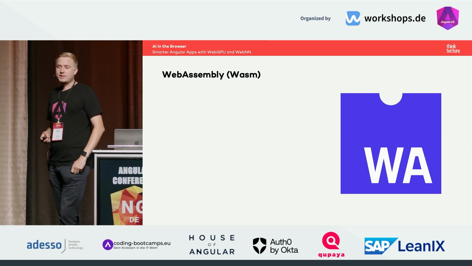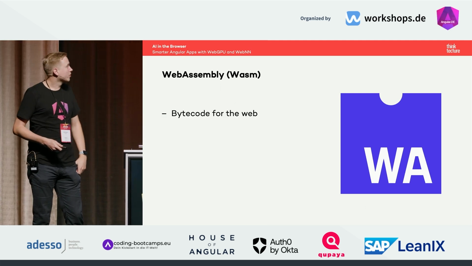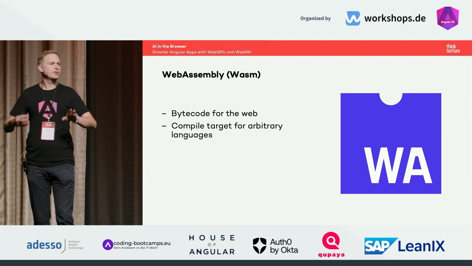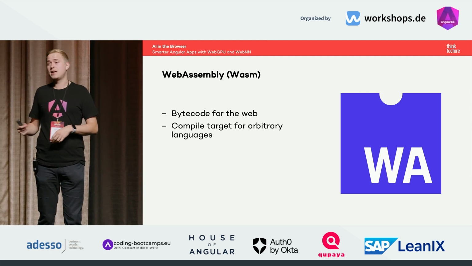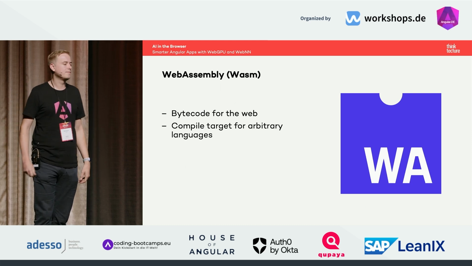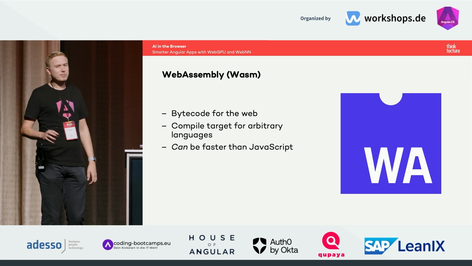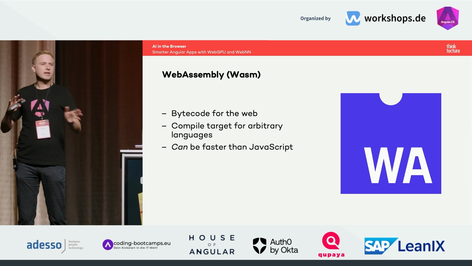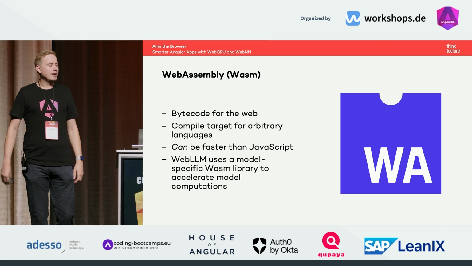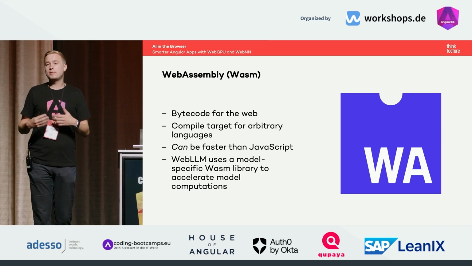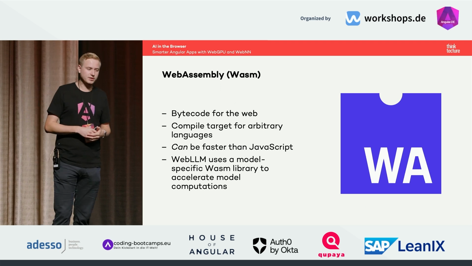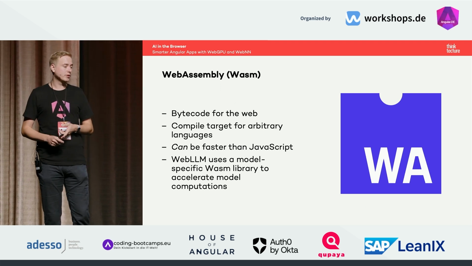Then they are using WebAssembly. WebAssembly is the bytecode for the web. It's a compilation target for arbitrary languages. You can compile C# and Java and whatnot to the web as long as the web supports what you want to do. For example, there's no arbitrary access to the file system. And it can be faster than JavaScript in some scenarios, but it is possible. And WebLLM needs a model-specific WebAssembly library to accelerate certain computations that the model needs to do. So WebAssembly is the first important requirement.